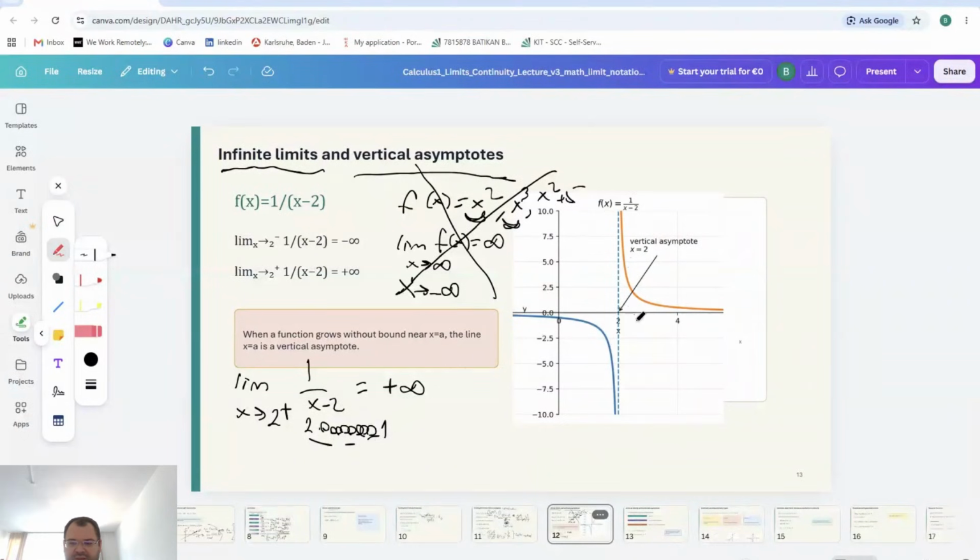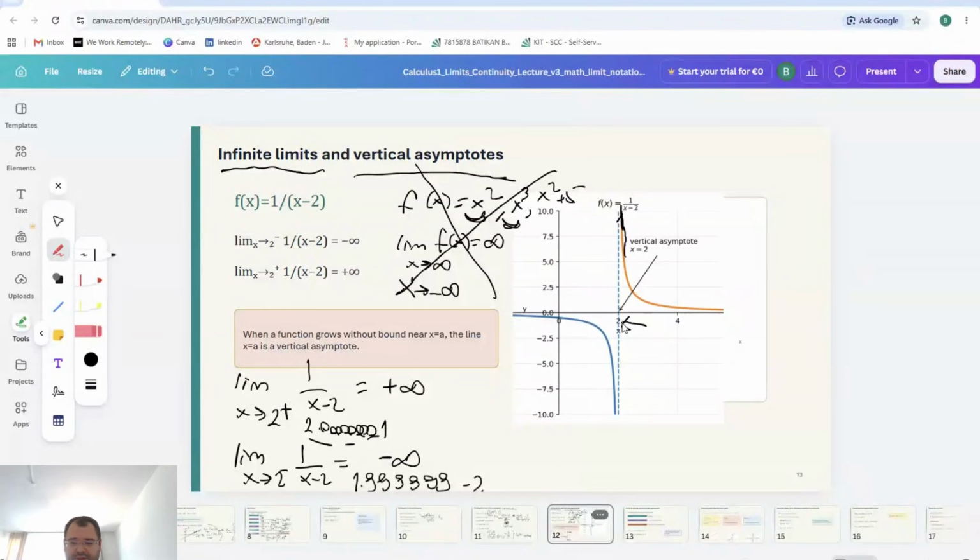So this is the behavior. You are approaching from the right side, using values that are greater than 2, and your function is going to plus infinity. When you approach x from the left side, that means you are using values smaller than 2. You are using a value something like 1.9999999, etc. And minus 2, you will end up with a very small negative number here. So when you invert that very small negative number, you will end up with a very big negative number, and that means it is going to minus infinity.